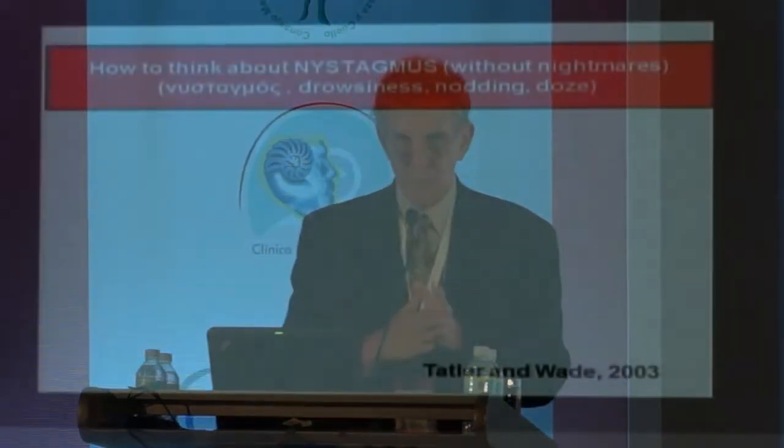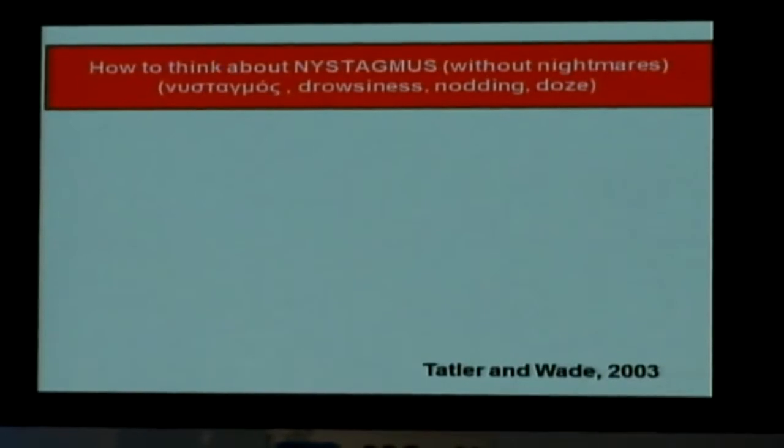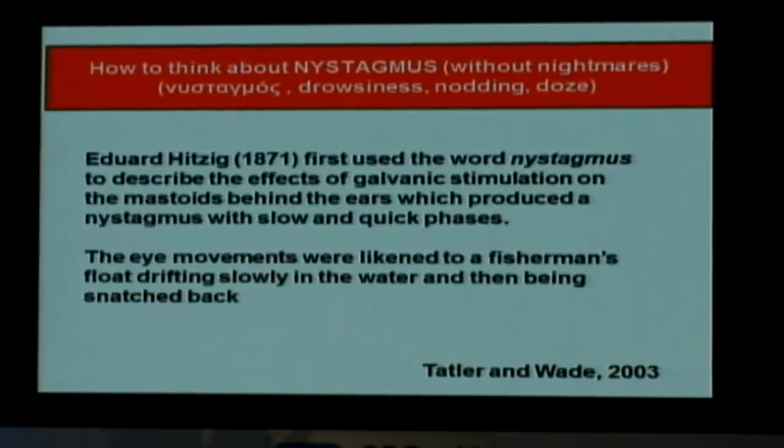All right. How to think about nystagmus without getting a nightmare. And we've already seen someone sleeping in Dr. Stroop's clinic with a slow phase and a quick phase. And he was probably having a nightmare thinking about what was going to happen next. And we learned that the word comes from a Greek word meaning drowsiness, nodding, or dozing off.